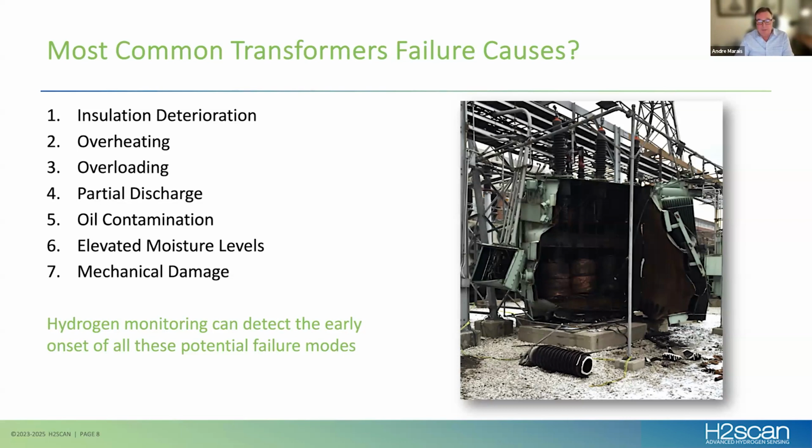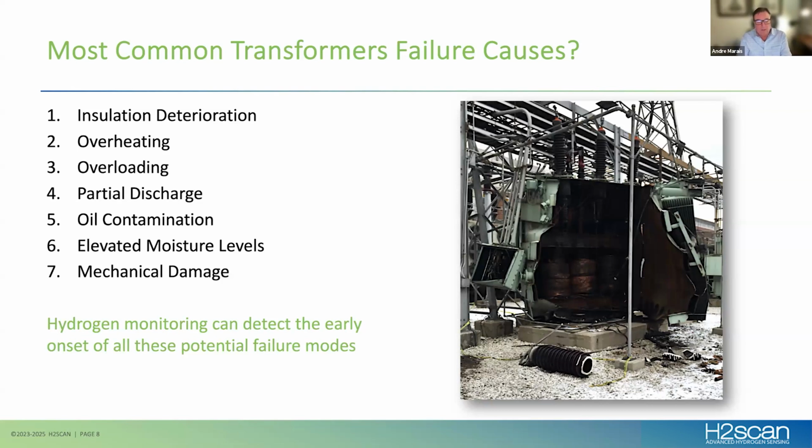There are many other failure modes, but I've chosen to focus for the conversation today on the active component, in other words, the transformer tank, the windings, the core, and the leads. The good news is that hydrogen monitoring can detect the early onset of all these potential failure modes. And to understand why I say that, let's dissect a typical fault in the main tank.